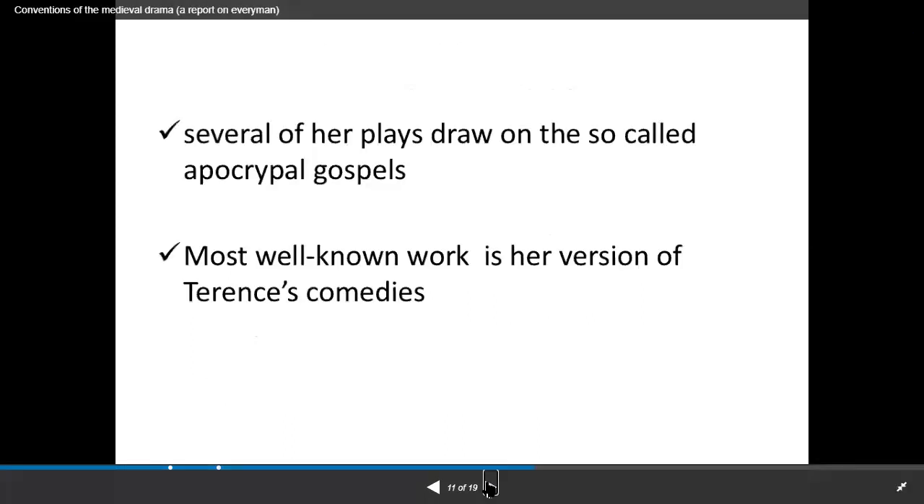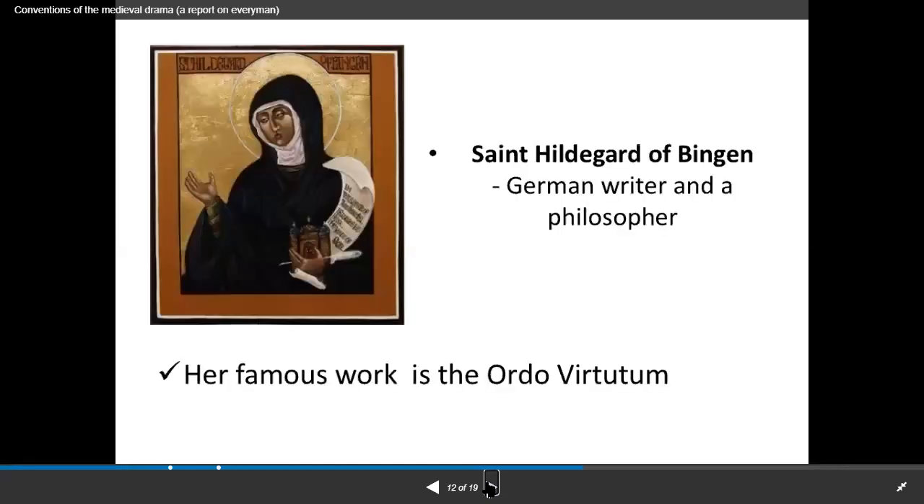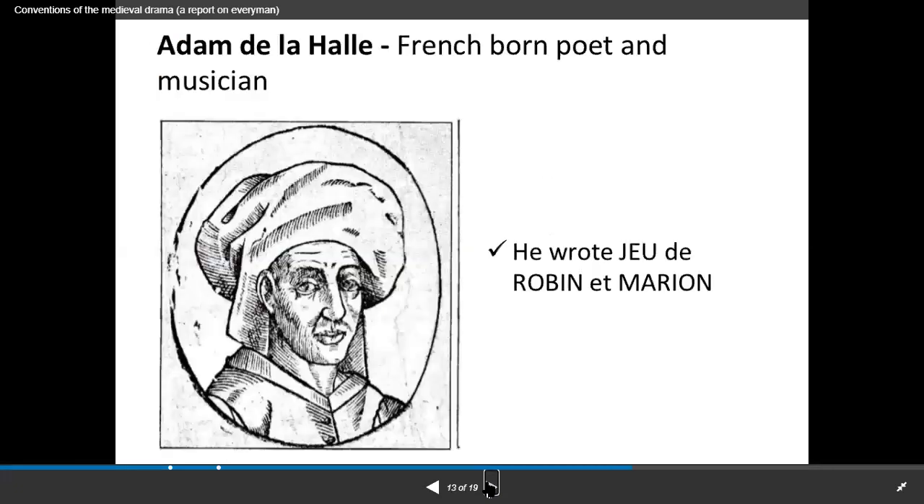So we have dramas from the German side. Several of her plays drew on the so-called apocryphal gospels, so they were inspired by the gospel. Her most well-known work is her version of Terence's comedies; she followed Terence's comedy. St. Hildegard of Bingen was a German playwright, writer and philosopher, and her famous work was Ordo Virtutum. Then we have Adam de la Halle, French born. So you can see that in the early medieval period there were French and German dramatists who were writing.